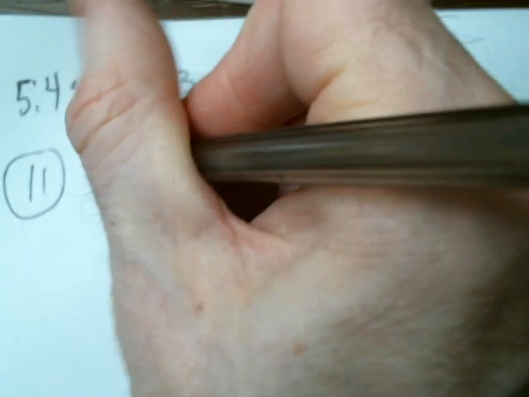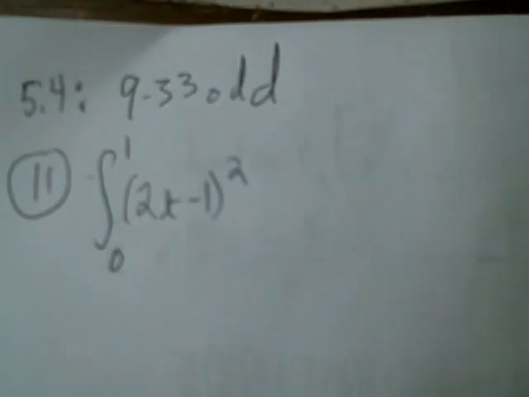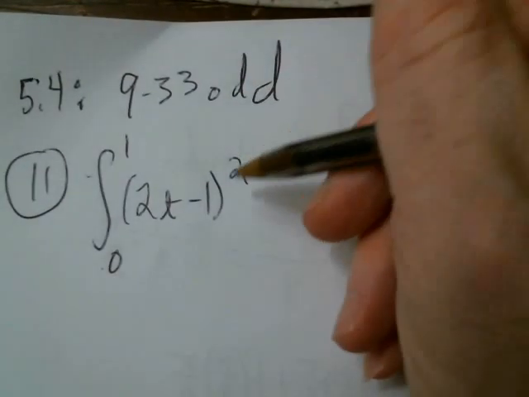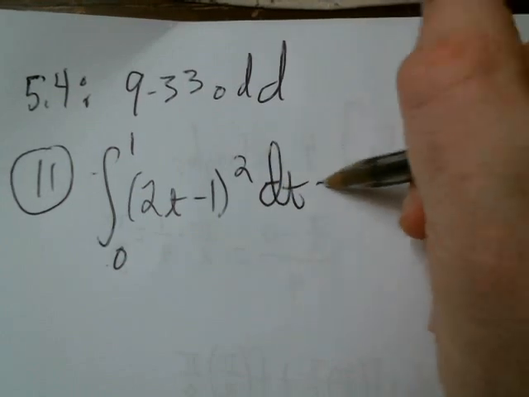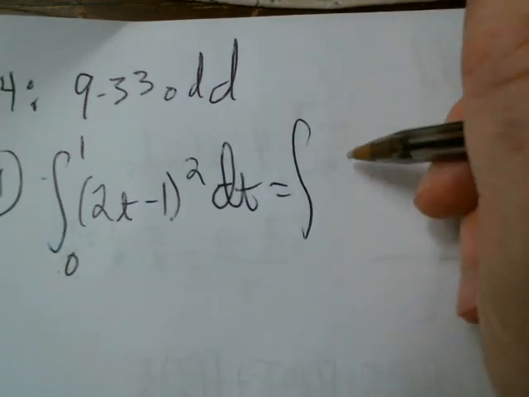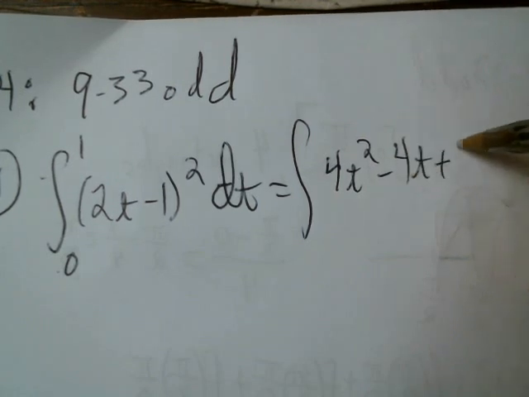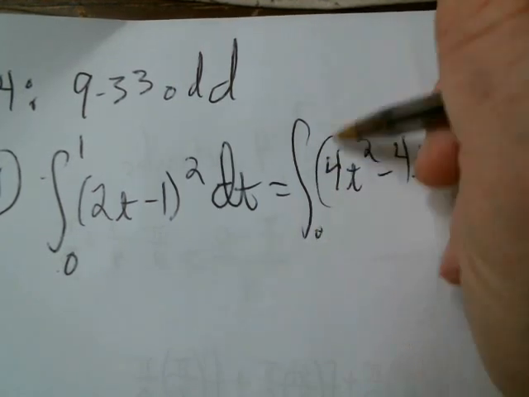So, heavy theoretical stuff. Ultimately, all I care about is questions 9 to 33. All right, so let's take a look at number 11. Okay, so 11, I have the integral of (2t minus 1) squared from 0 to 1. Okay, so you need to find the antiderivative first, and this is with respect to t. So I'm going to have to FOIL this out at this point. So I have the integral of 4t squared minus 4t plus 1 dt from 0 to 1.